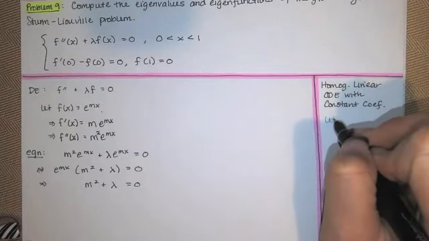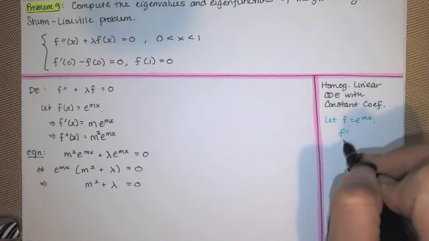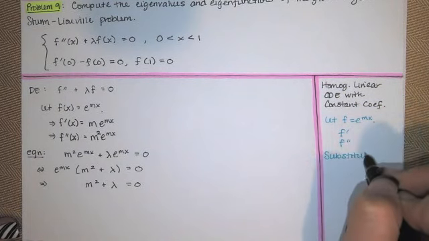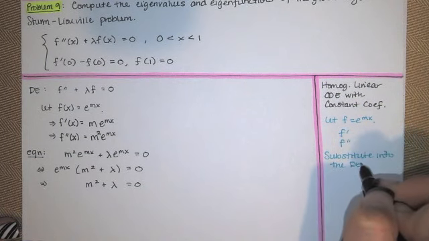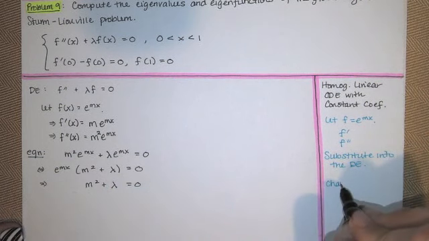So let me just write out the steps. We let f equal e to the mx. We computed f prime and f double prime, and then we substituted into the differential equation. And then we simplified and we ended up with this characteristic equation.